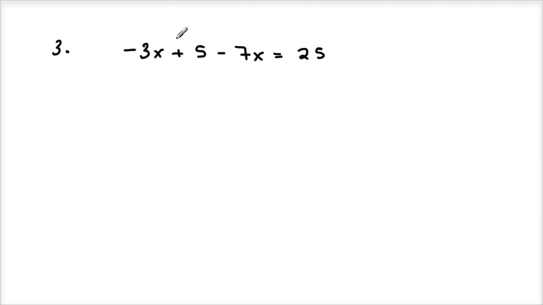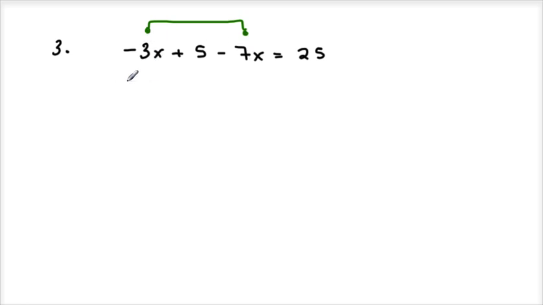Okay, next example. Negative 3x plus 5 minus 7x equals 25. Okay, so this one's a little bit more detailed. There are two terms here on the left side that both have an x. So what I want to do first, since they both have an x, is combine these two terms. So I'm going to rewrite this. I'm going to write these two next to each other.